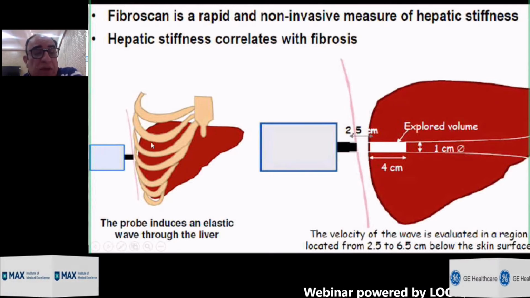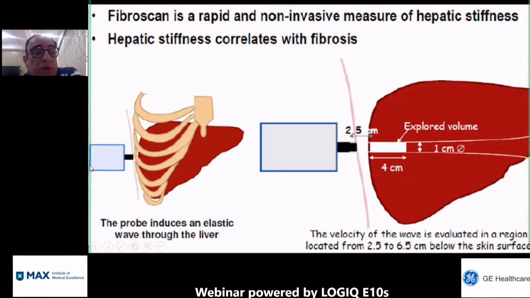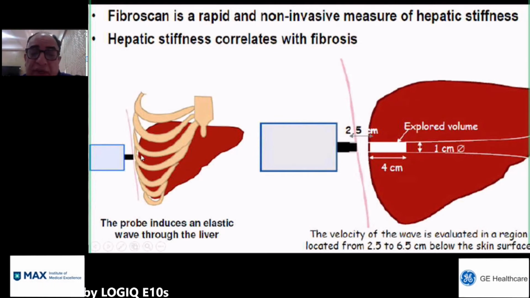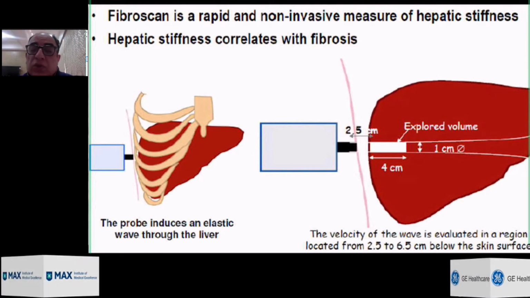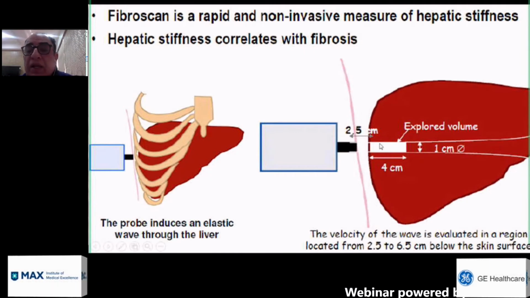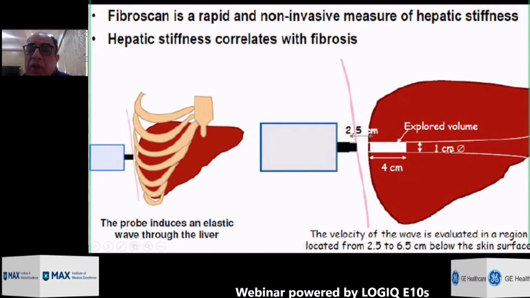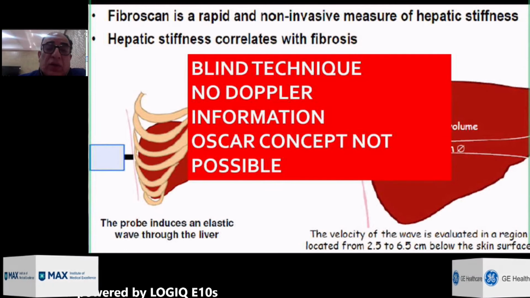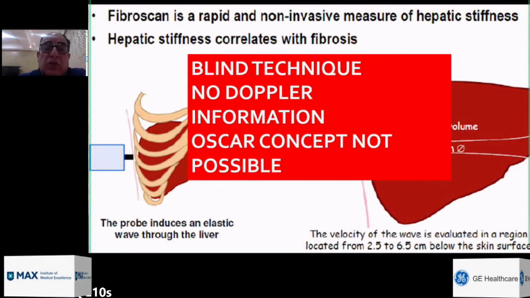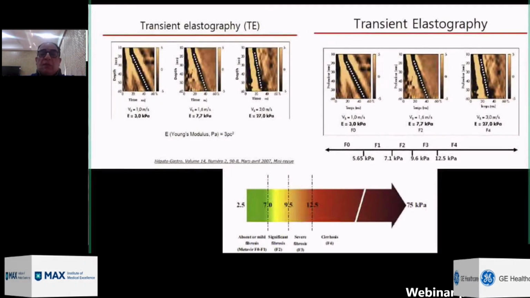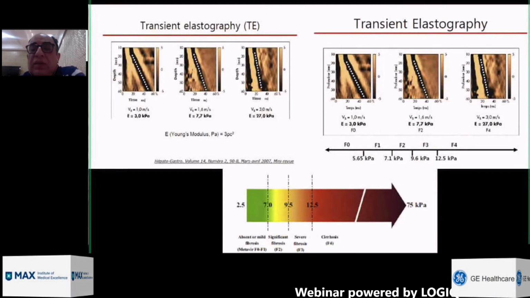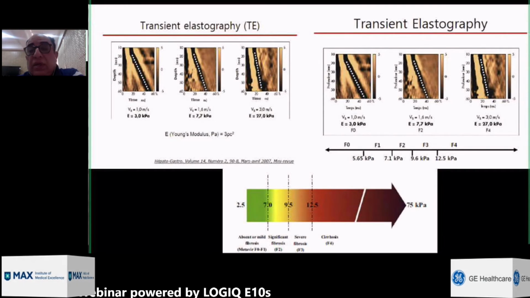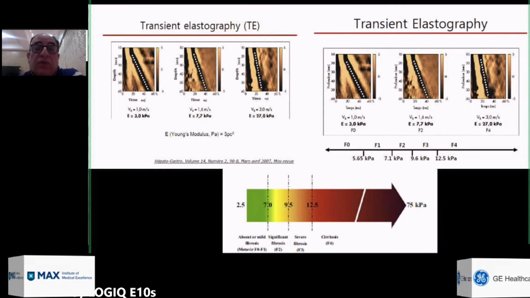It's a push pulse technology, a vibrational technology, which is a blind technology. You have a pencil probe here, something similar to an amplitude mode examination or an A mode examination, which we used to use in ophthalmology. And they just pass a vibrational pulse, and this gives us a value in terms of kilopascals. It's a blind technique. It does not give us any ultrasound information, no Doppler, and the Oscar concept is not possible. So these are some of the images that you get in transient elastography. Of course, very useful values, but they are subject to how the technique is effectively done and what the fallouts are.